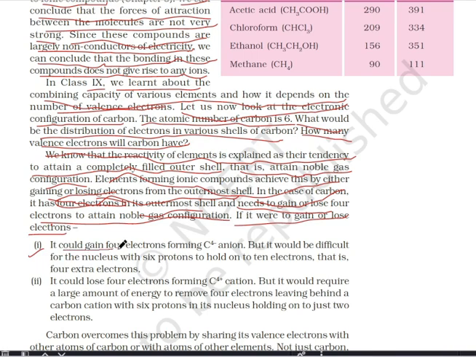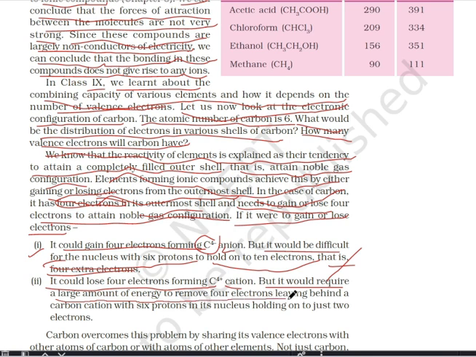If it were to gain or lose electrons, it could gain 4 electrons forming C4- anion, but it would be difficult for the nucleus with 6 protons to hold on to 10 electrons, that is 4 extra electrons. It could lose 4 electrons forming C4+ cation, but it would require a large amount of energy to remove 4 electrons, leaving behind a carbon cation with 6 protons in its nucleus holding on to just 2 electrons.